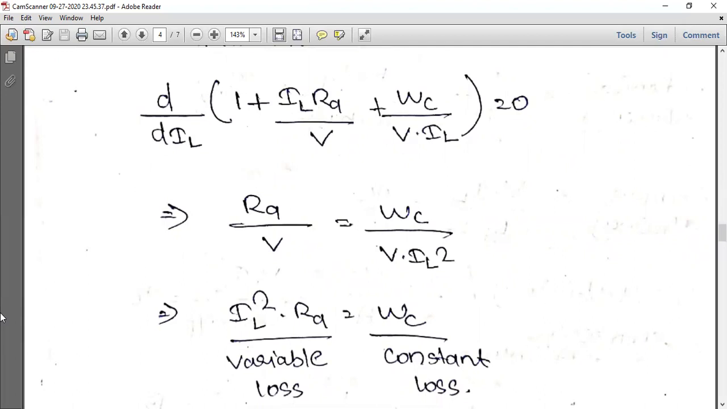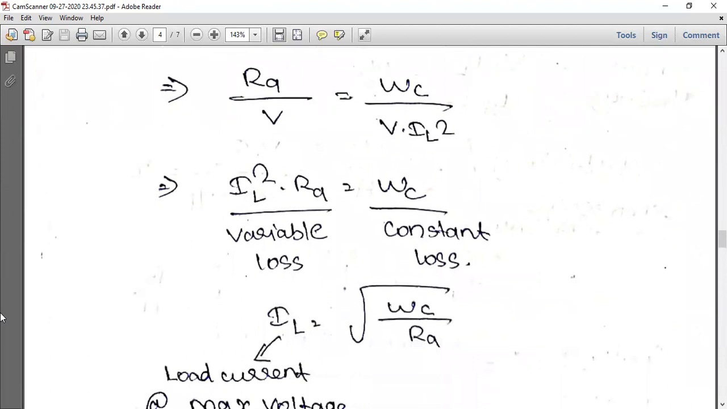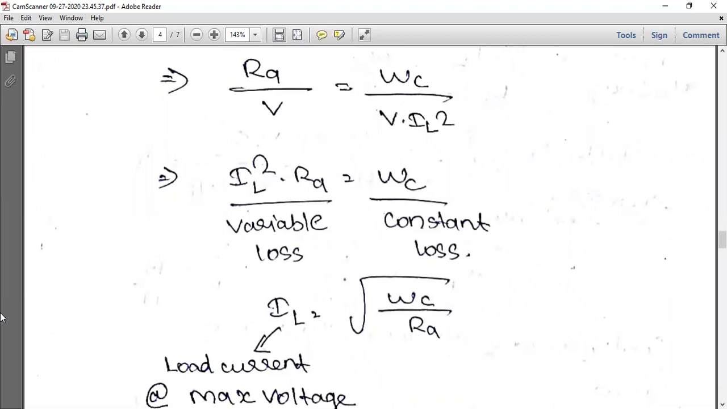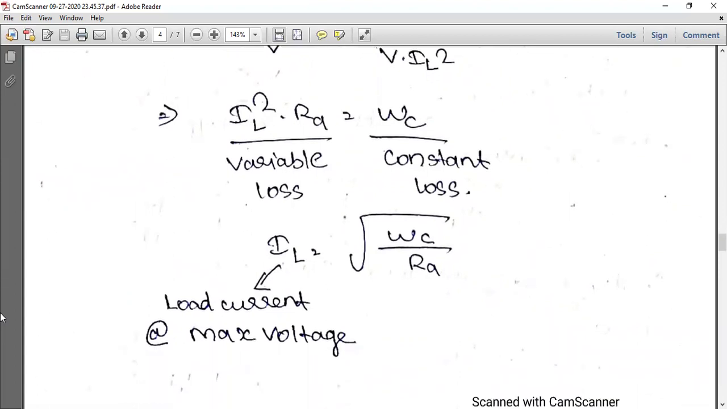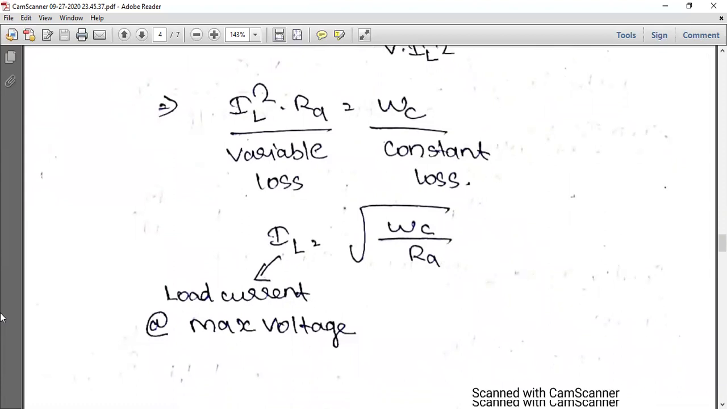The derivative of 1 by x is minus 1 by x square. So when you substitute, the minus will come to this side and we will get this. Cross multiplying, we get IL square into RA is the variable loss and WC is the constant loss. So we can write the load current IL is equal to root of WC by RA. One thing we should say is that for efficiency to be maximum, the variable loss should be equal to the constant loss. And the load current at maximum efficiency is IL is equal to root of WC by RA, where WC is the constant loss.